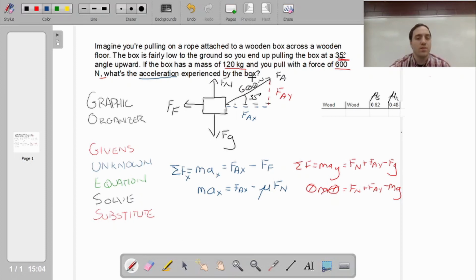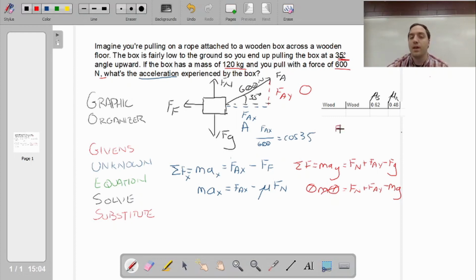So this is 600 newtons here. I have FAY, FAX. This is my opposite side. This is my adjacent side. So using sine and cosine, I can break this up. Let's do that. So FAX over 600 equals cosine 35.